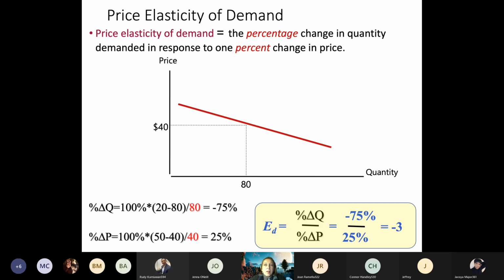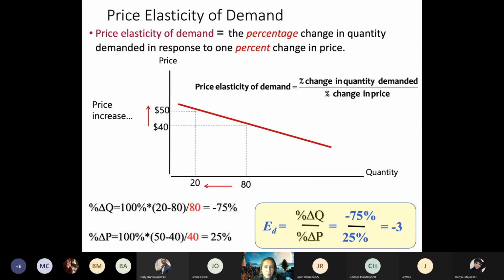So the formal definition of elasticity. Price elasticity of demand is the percentage change in quantity demanded in response to a 1% change in price. And it's a number that can be computed. So, okay, wait till my silly animation plays out. Here it is. Price elasticity of demand is the percent change in quantity divided by the percent change in price. That's how we find it.